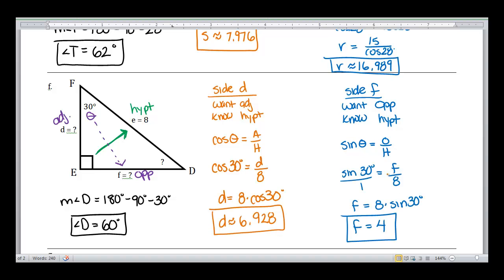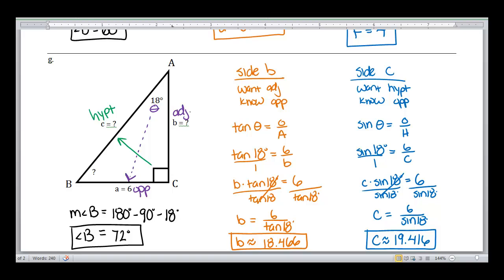Please now check your calculations. When you agree, pause the video again and complete all of example G. Please check your answers for example G. When you are finished and agree, you may go on to tonight's homework.